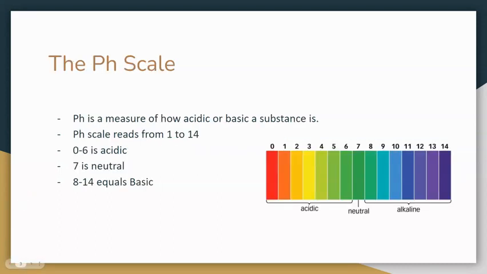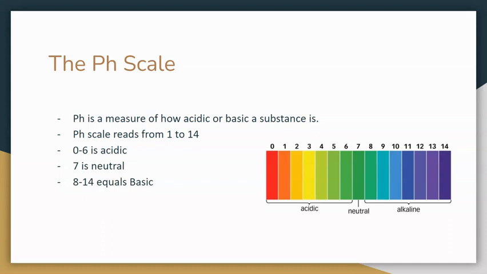So the first thing to discuss is the pH scale. Acids and bases can be determined by their pH level. The pH is a measurement of how acidic or basic a substance is. When the pH level is determined, you can look to the pH scale to figure out if it's acidic, basic, or even neutral. The pH scale goes from 0 to 14.